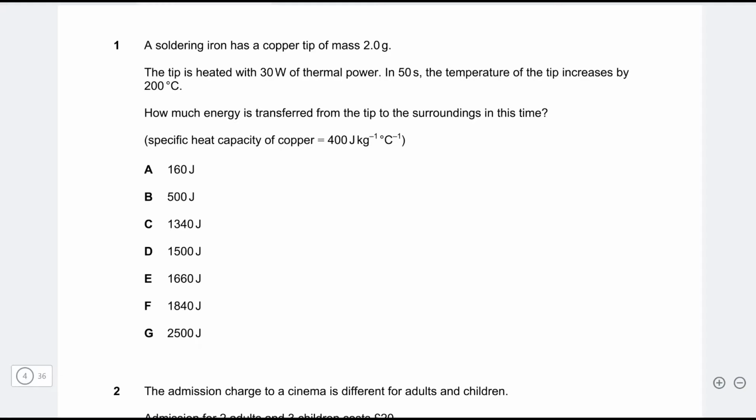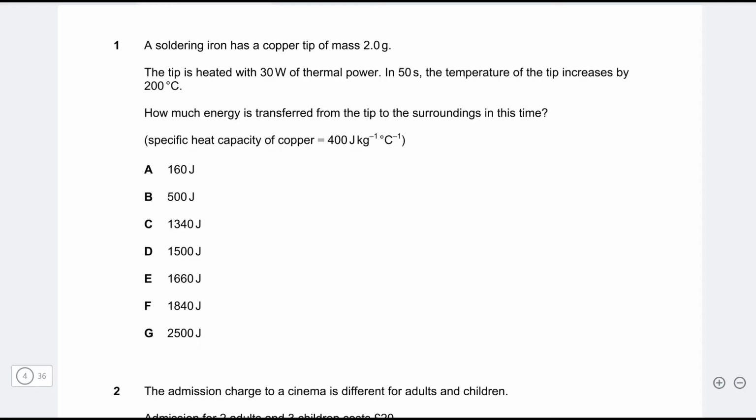So we have a soldering iron which has a copper tip of mass 2 grams. The tip is heated with 30 watts of thermal power. In 50 seconds, the temperature of the tip increases by 200 degrees C. How much energy is transferred from the tip to the surroundings in this time? And we're given the specific heat capacity of copper.